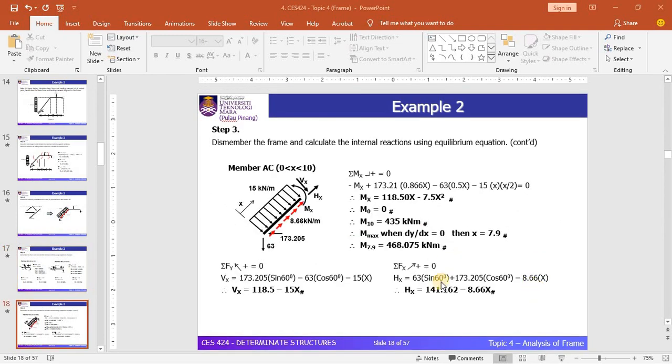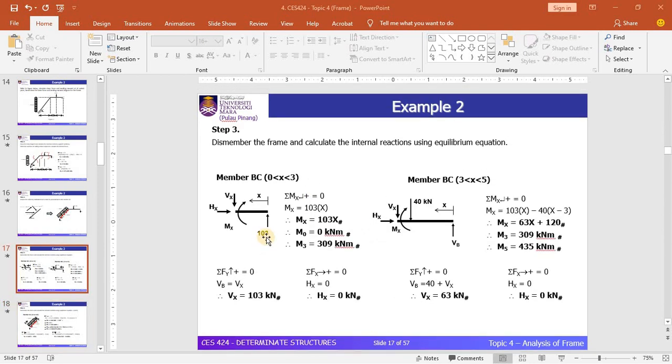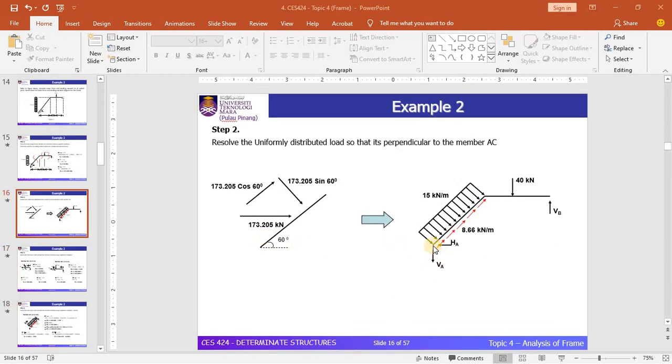Okay, so let's move on to the last cut section, which is along member AC. The range is 0 to 10 meter. We have converted this UDL load into a local axis in the previous slide. In this slide we will get the equation of moment, shear force, and axial force. Let's start with the bending moment equation. By taking moment at the cut section where the x is measured from the support A. Okay, so is it correct? The support A. Yeah, this is support A.